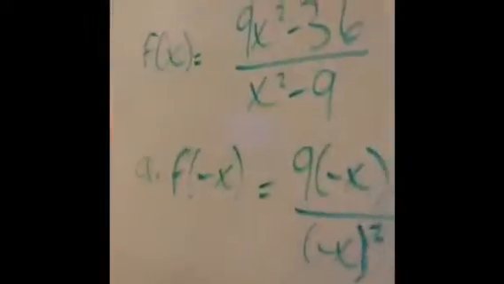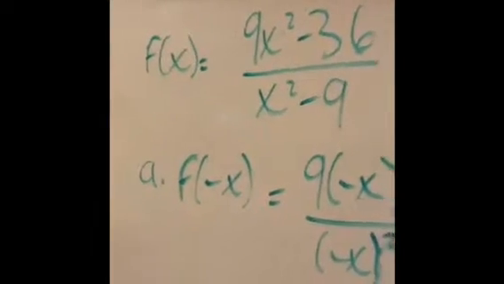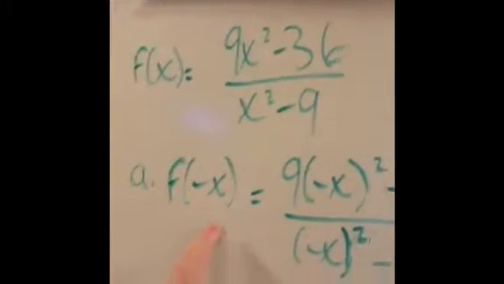Question 1986, AB2 says let f be the function given by f of x equals (9x squared minus 36) over (x squared minus 9). Question A says describe symmetry of the graph of f. So we're going to compare f of x to f of negative x.